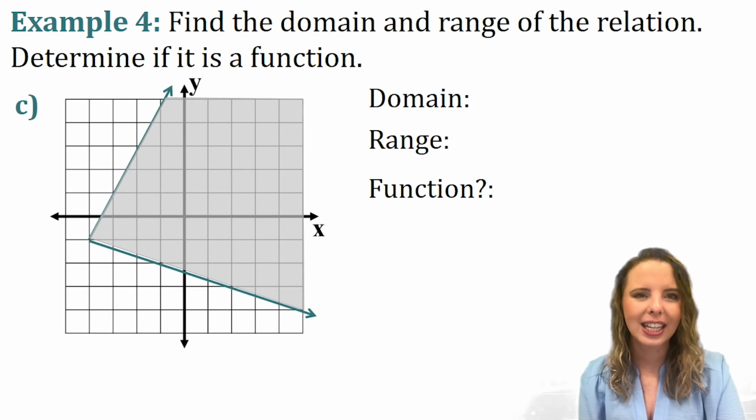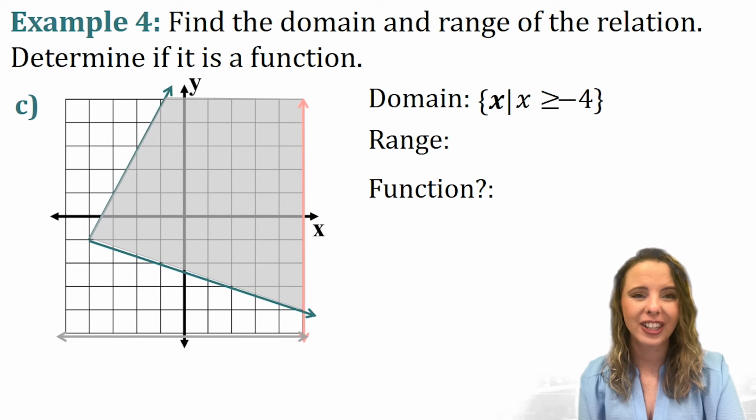So we need to determine what is the domain. We have a vertical line. We're going to drag it across. Is there anywhere that our line was not? It was not before -4. So we have x such that our function is only greater than or equal to -4. So x is greater than or equal to -4.